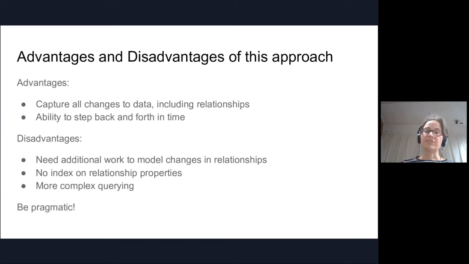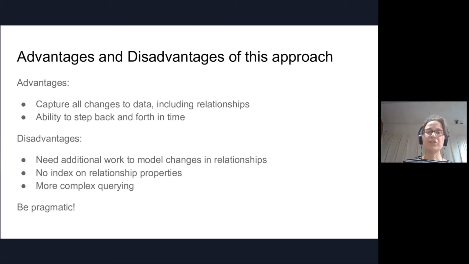There are unfortunately some disadvantages with this approach. We need to do additional work to model changes in relationships. Unfortunately, we don't have indexes on relationship properties. So if you start having dense nodes, where you have many relationships coming off a node, you need to start thinking about how you can remodel that. You may start to look at things like bucketing nodes or time trees and so forth. And some of the querying can become more complex.